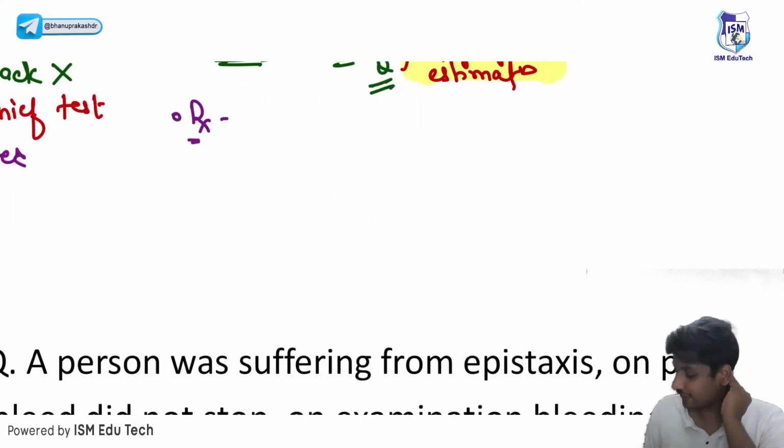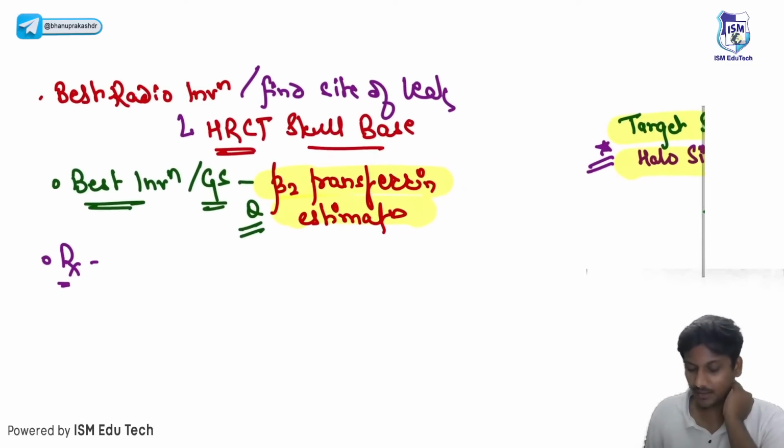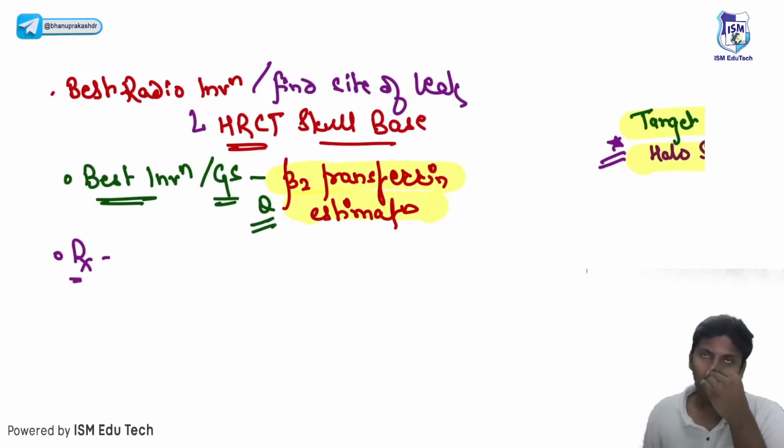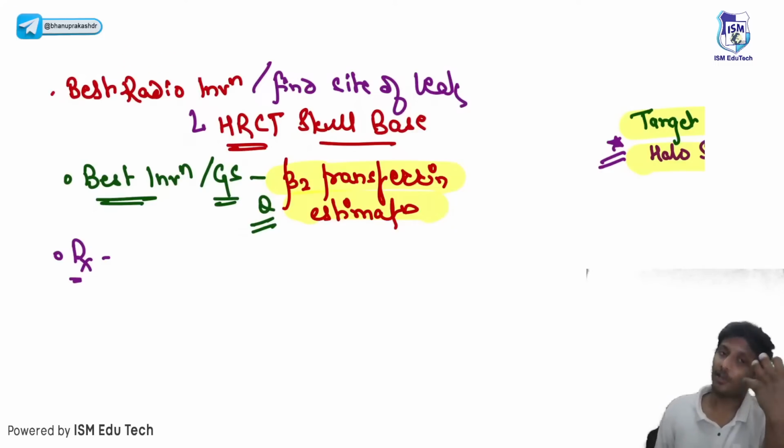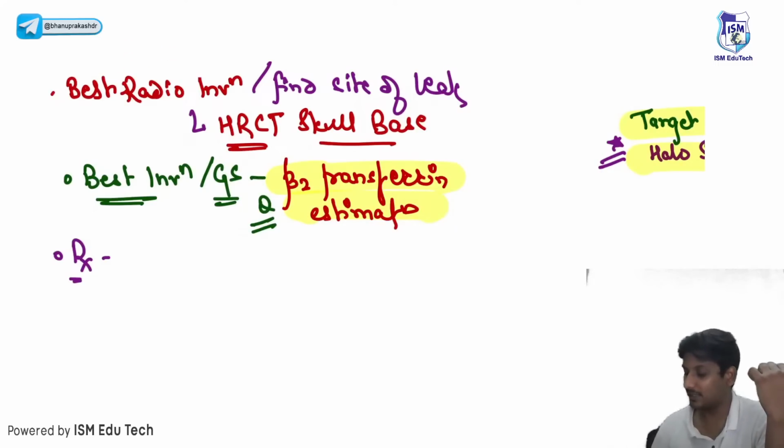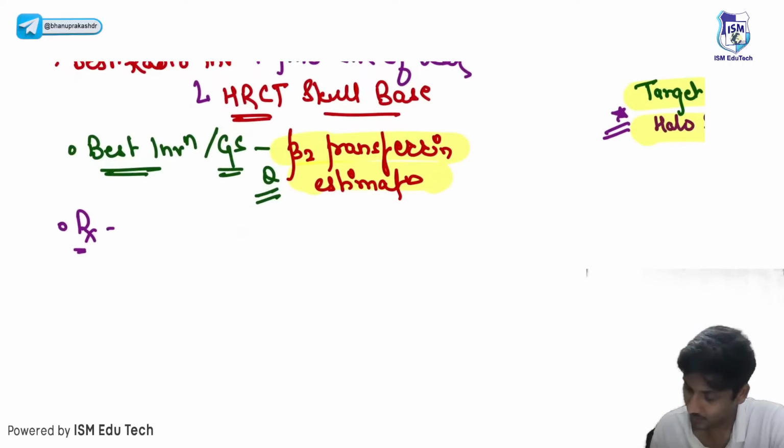CT cisternography, yes, it is the overall best one, but it is not commonly done. Please remember, if CT cisternography is there in the options, then definitely that is the better option. But if CT cisternography is not there, then you need to mark HRCT skull base. CT cisternography is also an HRCT scan itself, but over there you will be able to see the leak as well. Very good.